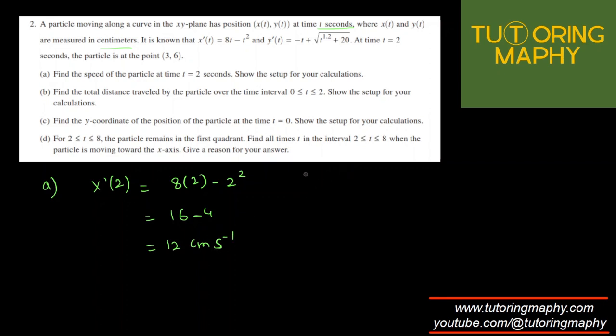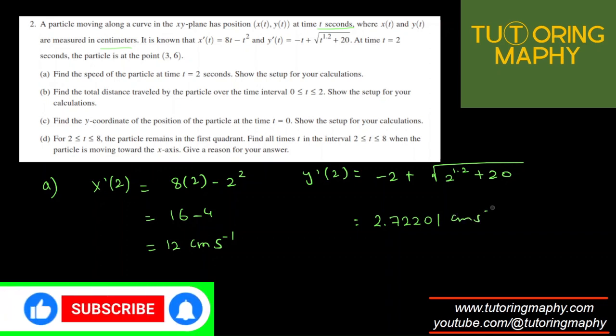And likewise, y prime 2 is given by negative 2 plus square root of 2 raised to 1.2 plus 20. Obviously, I'm going to use a calculator here. If I use a calculator, this comes out as 2.72201 centimeter per second. Since they are interested in speed, so speed is nothing but the magnitude of the velocity.